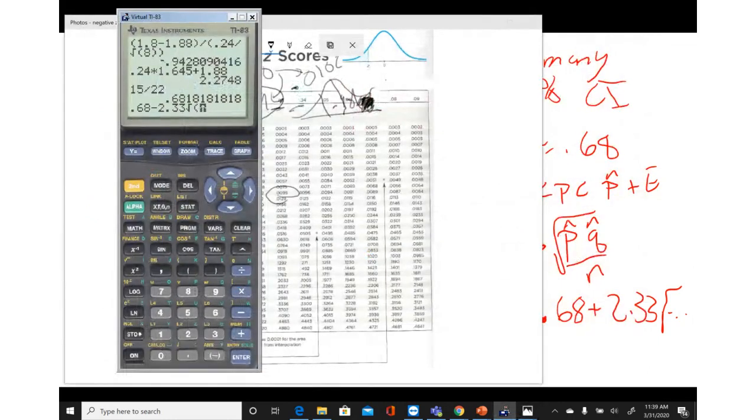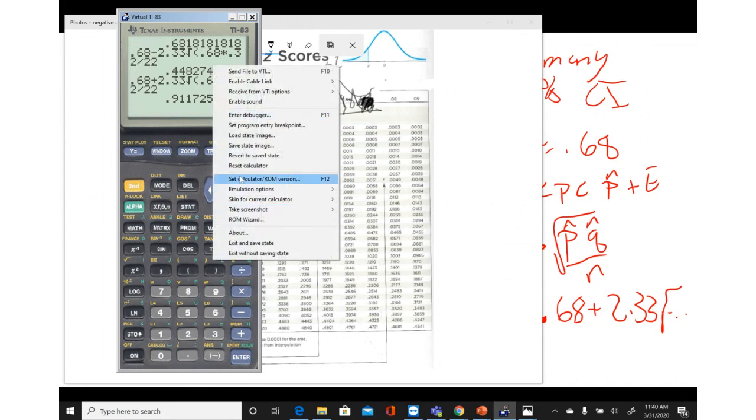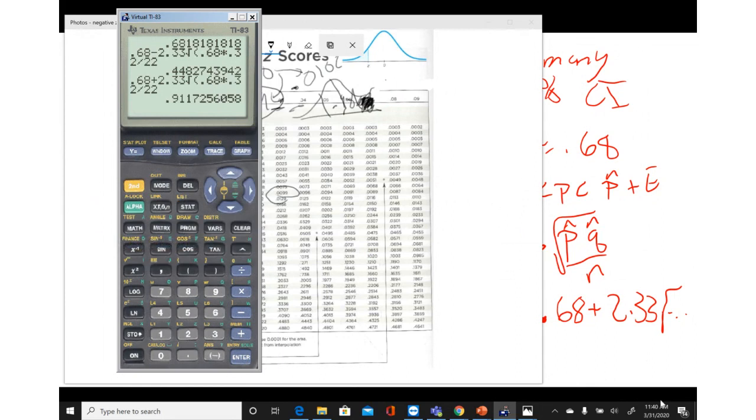All right. So 0.68 minus 2.33 times the square root of 0.68 times 0.32 divided by 22. That gives 0.448. Now doing the same thing, but changing the minus sign to a plus sign. Go back, change the minus sign to a plus sign. You get 0.932. Okay.